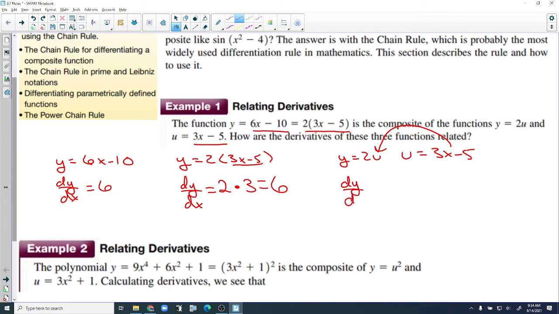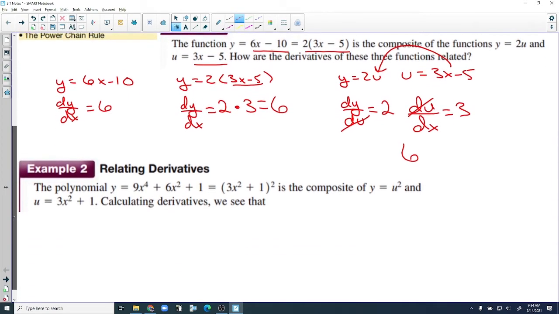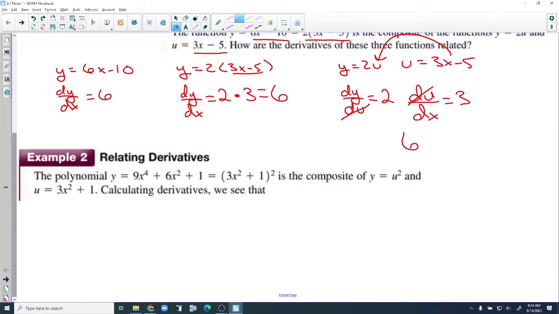We did dy/du. We pretended we were taking the derivative of 2 times something, or 2 times u, which is 2. And the derivative of u with respect to x would be 3. Well, if we multiply these two together, the du's would cancel out, and we'd end up with dy/dx. Multiply those two together, you get 6. So they're all the same thing. They all end up with the same answer. So this one, I don't like example 1. I think it makes it more confusing than what it is.